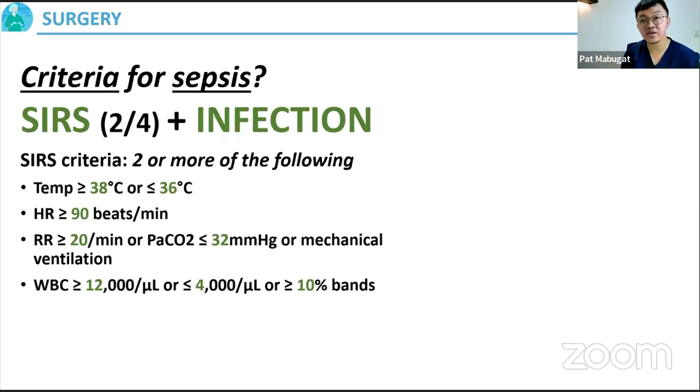For WBCs, it's either going to be more than or equal to 12,000, leukocytosis, or you can also have leukopenia less than or equal to 4,000. The reason for that is that in severe infection, remember, the WBCs get exhausted. So it can either go up or go down in cases of sepsis. One thing to remember is that there is no BP in the SIRS criteria. So a good way to remember that is walang BP si SIR. Okay, walang BP si SIR, no BP in SIRS criteria.